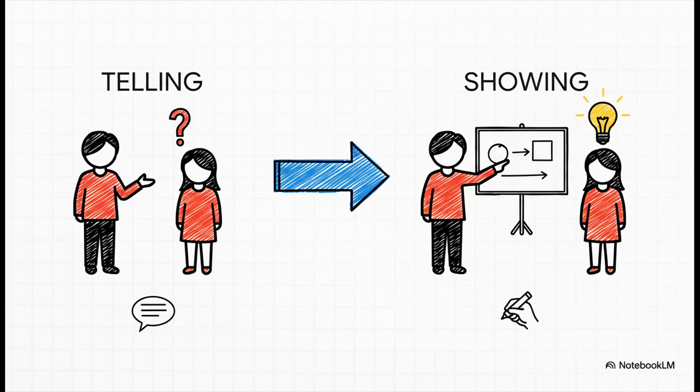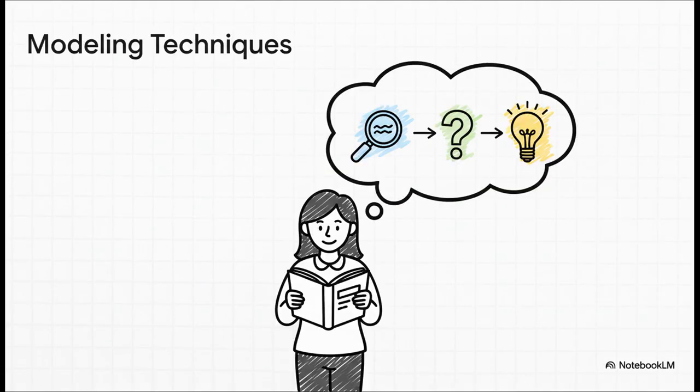First up, we have modeling. So simple, but so effective. Instead of just telling students what to do, the teacher shows them. Think about it. It's the difference between reading a manual on how to bake a cake and having someone right there with you showing you each step. One of the best ways to model is with something called a think aloud. This is where the teacher reads something and literally just says their thoughts out loud, like, I'm not sure what this word means. But wait, the rest of the sentence gives me a clue. It makes the invisible work of thinking totally visible to the student.